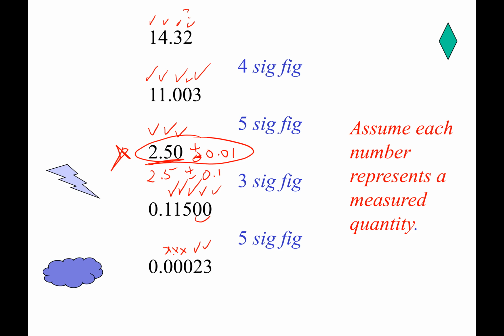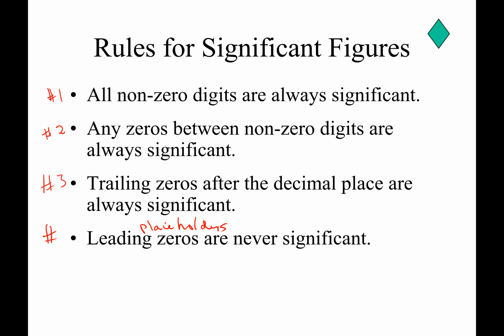So trailing zeros after the decimal are significant. And what did I call these? Leading, those are called leading zeros. So they're after the decimal, but before the non-zero digits.